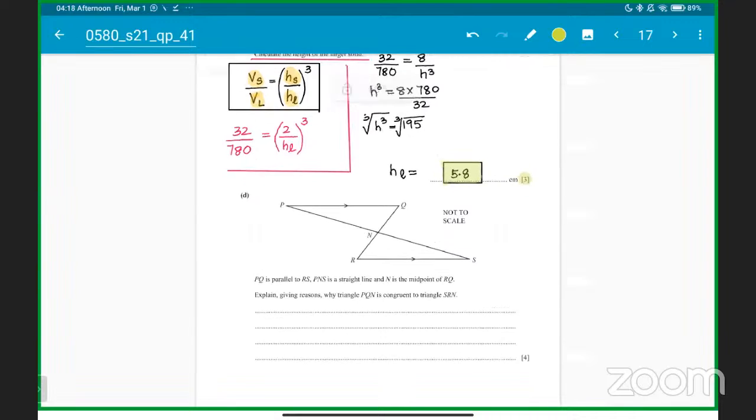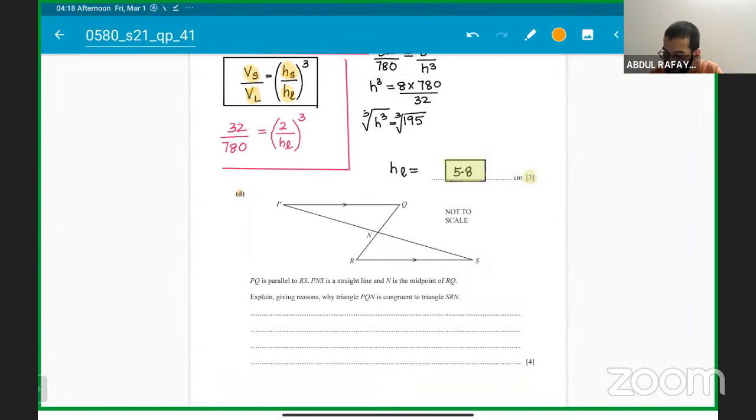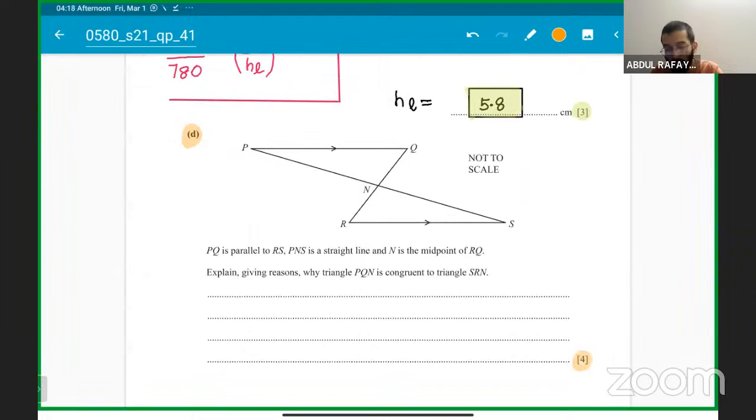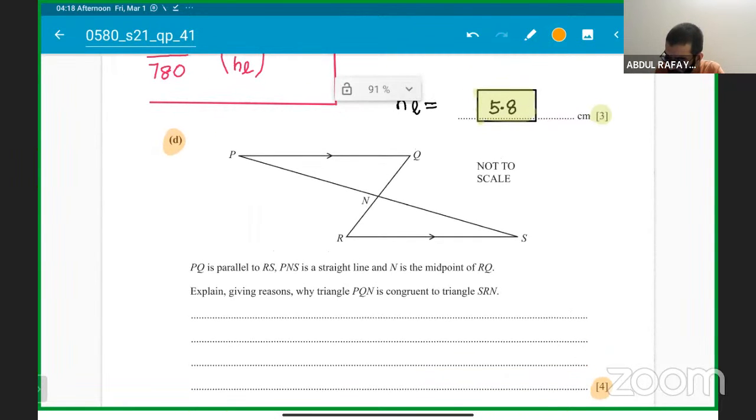Next, we have part D, which is for 4 marks. Follow carefully. It is about the congruency chapter. It's written here: explain, giving reasons, why triangle PQN is congruent to triangle SRN. So we have to explain, giving reasons, why this triangle PQN is congruent to triangle SRN.